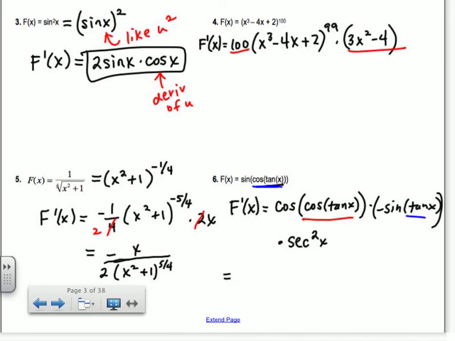So all I would do is bring the negative out front. So it's going to be negative cosine of tangent. Not cosine squared. Some of you guys think that. You always keep the argument the way it is. So cosine of something, that's called the argument. Times sine of tangent times secant squared x. Like that. Those ones are the hard ones.